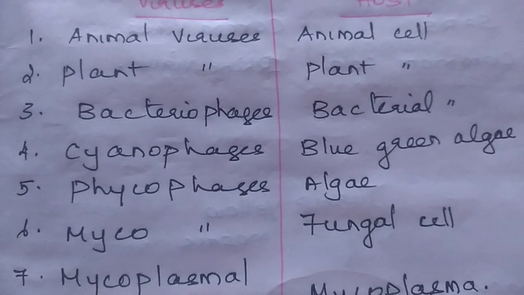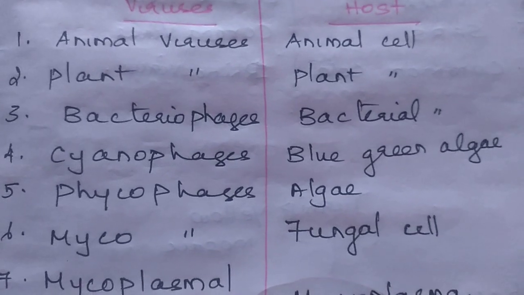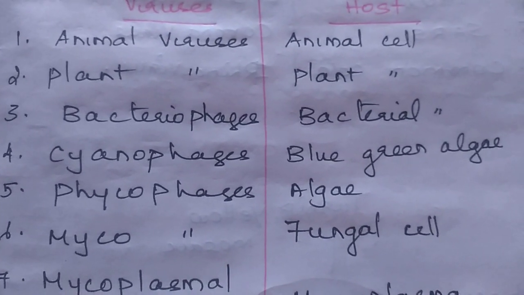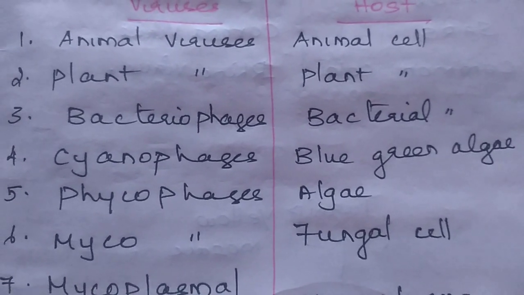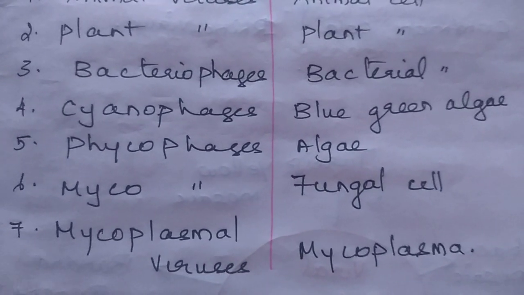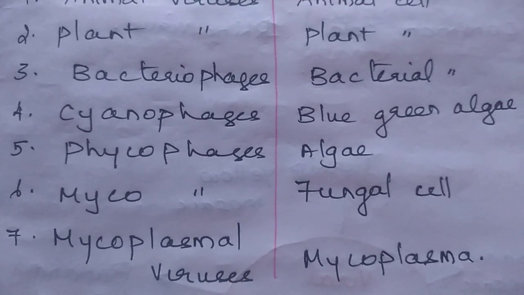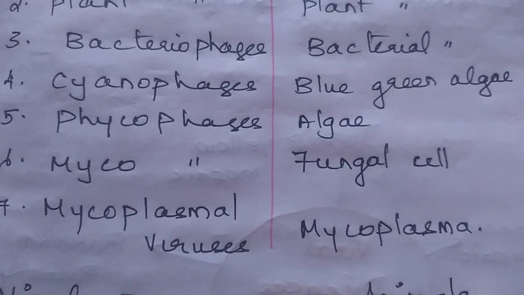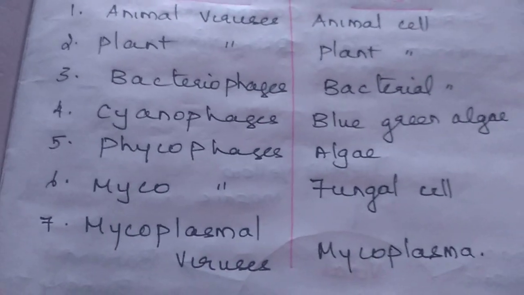And bacteriophages means the virus which lives in bacterial cell. Cyanophages means the host is blue-green algae, so the blue-green algae harbors the cyanophages. And phycophages means the virus will live in algae. And mycophages means they will affect the fungal cell. And mycoplasmal viruses will affect the mycoplasma. So these are the different types of host and different types of virus.